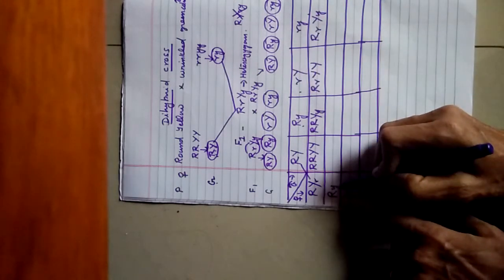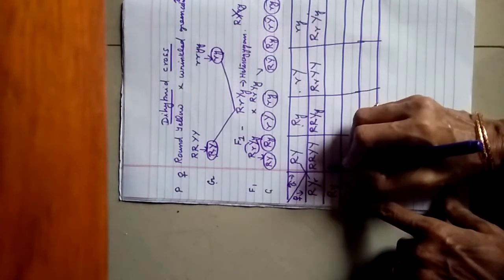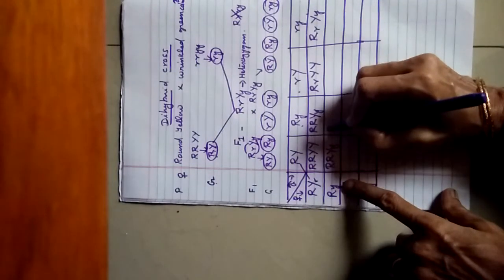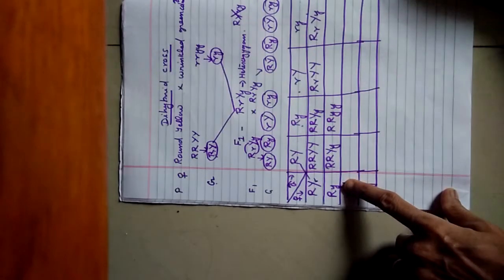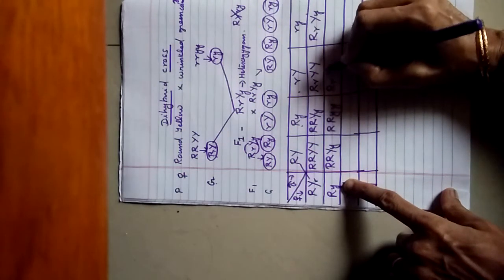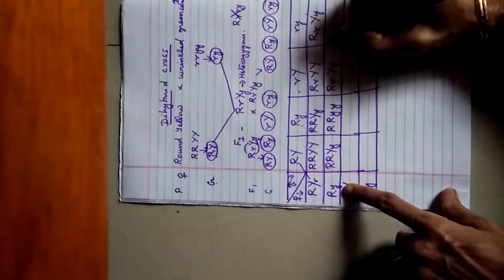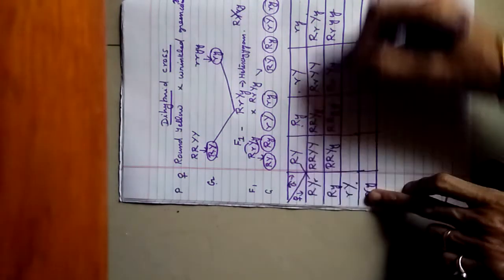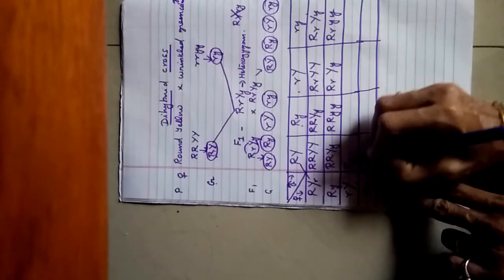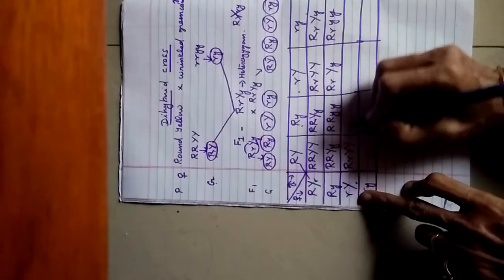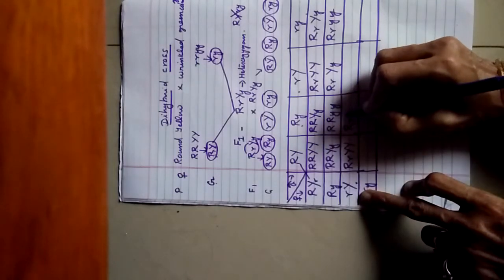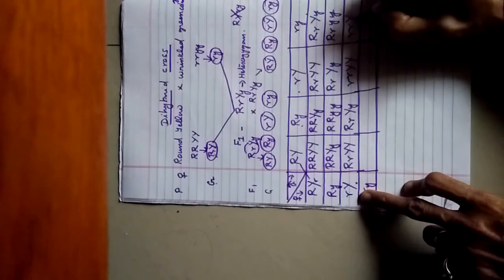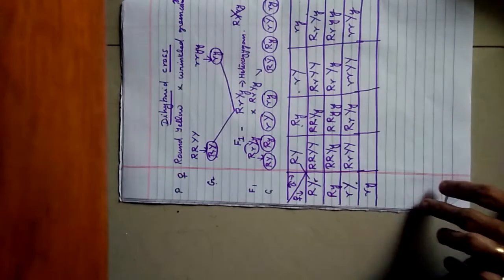Now take this one and cross it with all four. So capital R, capital R, capital Y, small y; capital R, capital R, small y, small y; capital R, small r, capital Y, small y; last one capital R, small r, small y, small y. Now take this one and cross it with all four. So capital R, small r, capital Y, capital Y; capital R, small r, capital Y, small y; small r, small r, capital Y, capital Y; and small r, small r, capital Y, small y.